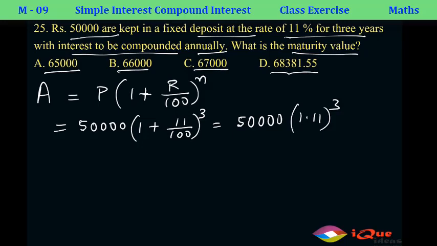Now 1.11 is not going to be a simple number. This has 2 places after decimal. So in the cube it will have at least 6 places after decimal. So it will eat up these 4 zeros. The final answer cannot have zeros in the end. Hence D option is the correct answer.